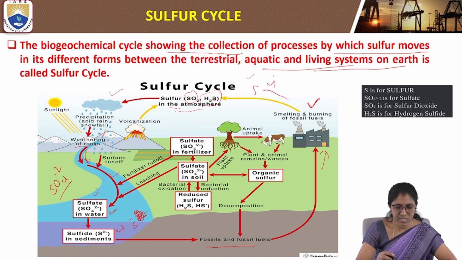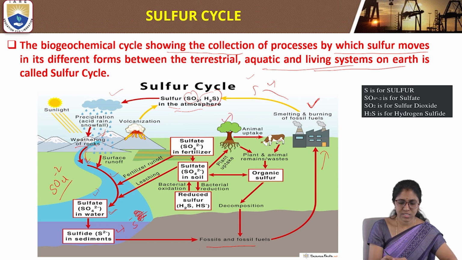If we see this tree, in this, the animal is taking this tree. So animals are consuming it, herbivores. So these are trees. In this sulfur cycle, this is one of the cycles.